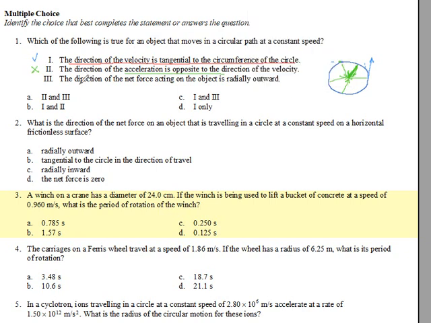And number three, the direction of the net force is radially outward. No, the force is also straight in. Your net force and your acceleration should always be in the same direction. That also is radially inward. So 3 is wrong, only 1 is true. There we go.